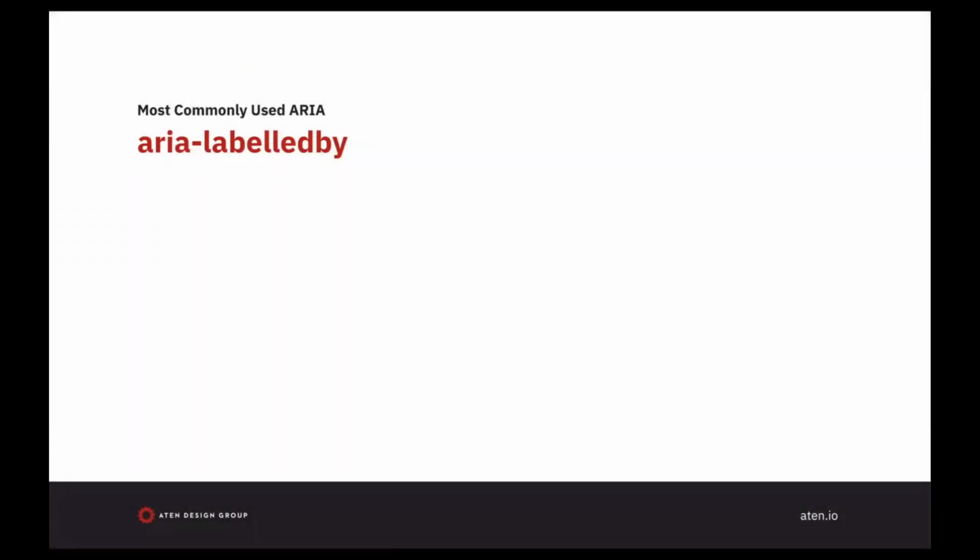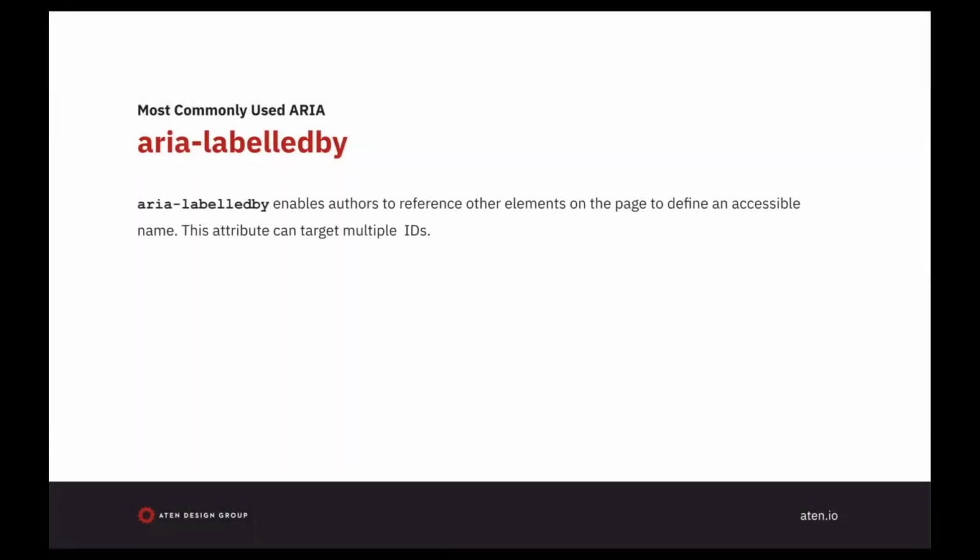ARIA labelledby. ARIA labelledby enables authors to reference other elements on the page to define an accessible name. This attribute can target multiple IDs. This ARIA labelledby takes precedence over an ARIA label if both are set on an element. So if you do any kind of text on, let's say, a button, and you have an ARIA label and an ARIA labelledby, the text within the button will not be read, the ARIA label will not be read, and only the ARIA labelledby will be read to the user.